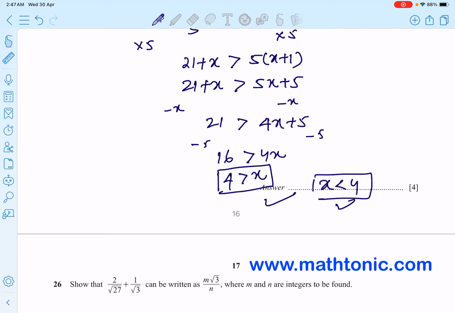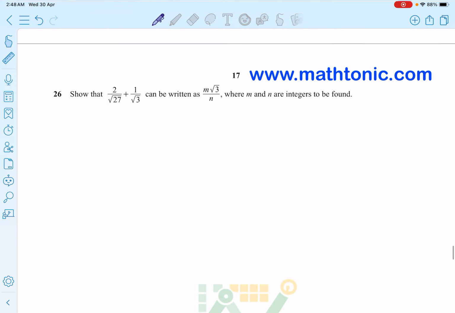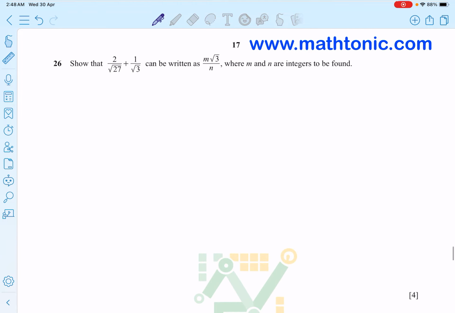Listen, in inequality, remember, whenever we have a and b, for example, this is a note. If I say a greater than b, when you multiply or divide by negative numbers, if I say a times minus 1 and b times minus 1, it becomes minus a and minus b. When you multiply or divide negative numbers on both sides, the sign of inequality changes. In that case only, the sign of inequality changes. Question number 26.